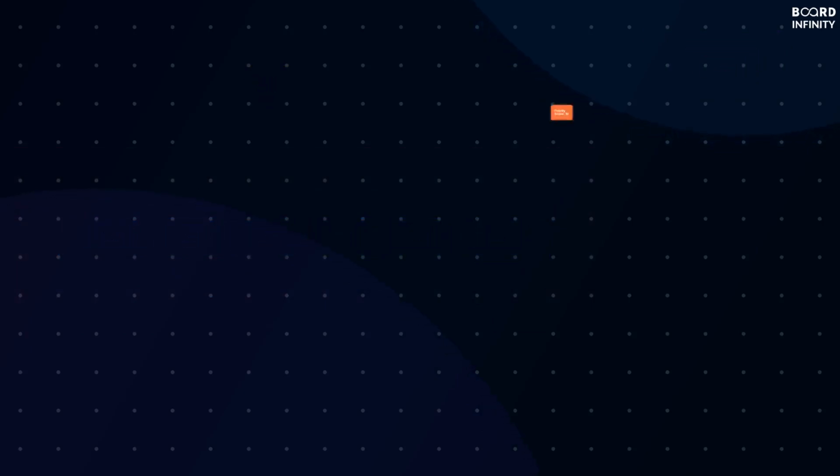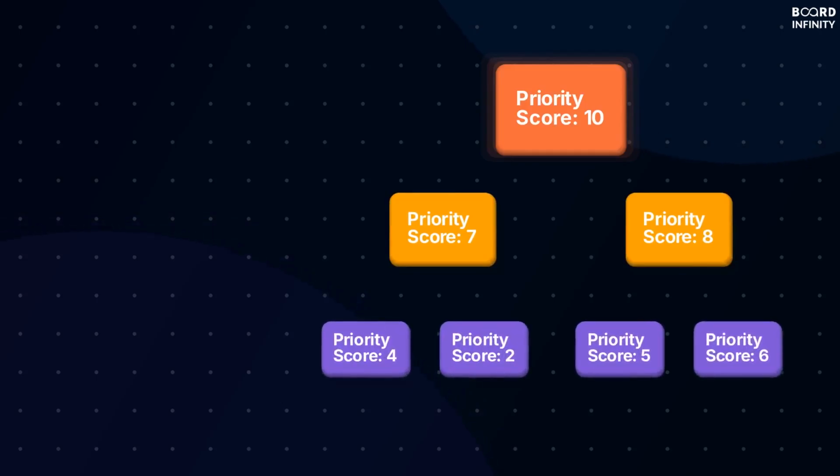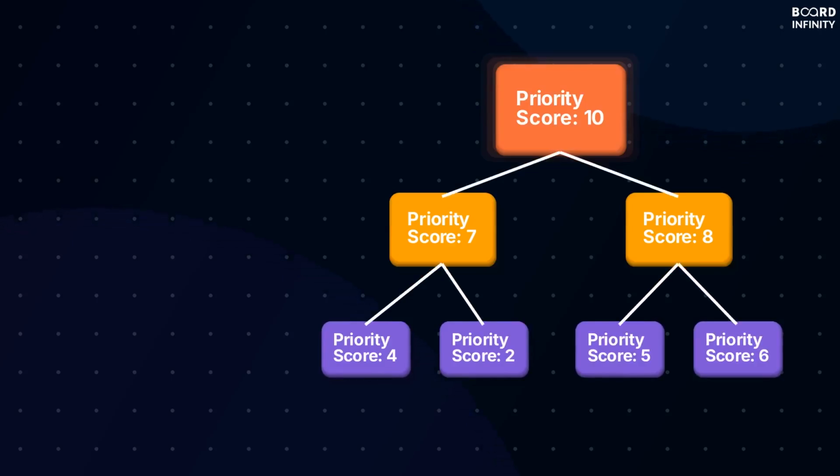A heap is a tree-shaped data structure that keeps the highest or lowest priority item always at the top, ready to grab instantly. Instead of sorting everything, which is slow, you maintain just enough order to know where the priority item is, which is fast.